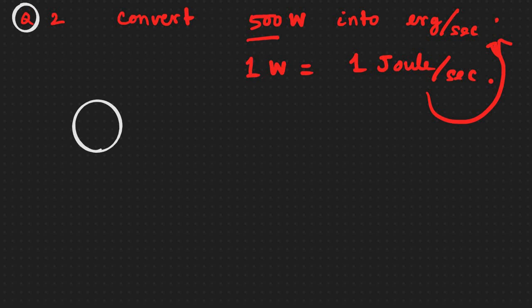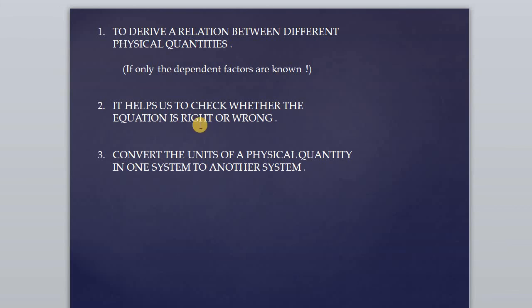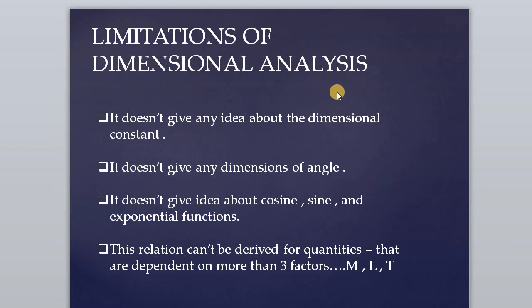If you can't do it, or you have a doubt, please raise your voice in the comment section. Now these are the 3 applications we have derived. Now what are the limitations of dimensional analysis? What is it that it does not give us? It does not give any idea about dimensional constants. Whether the constant is there or not, if we are equating something, we have to give it some value.